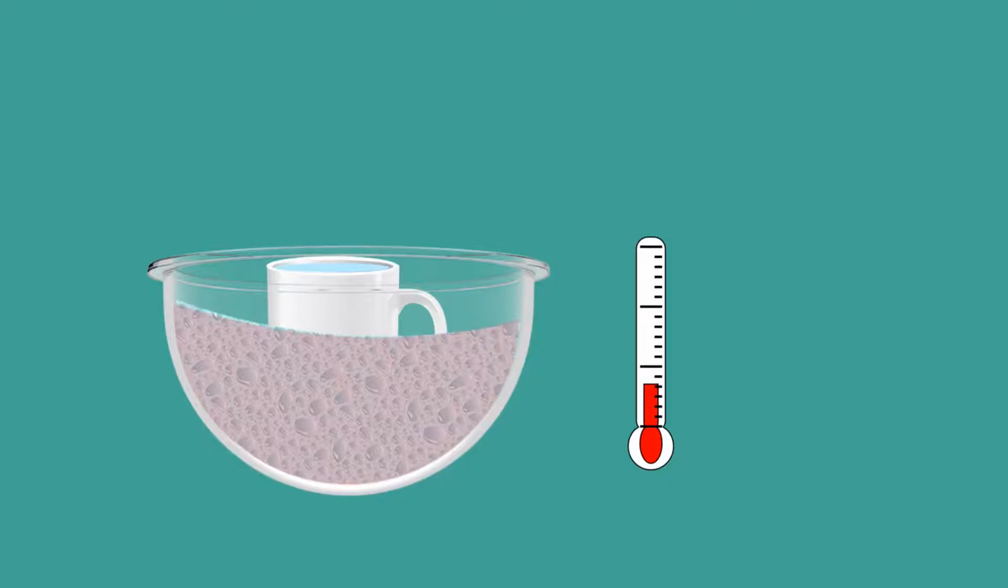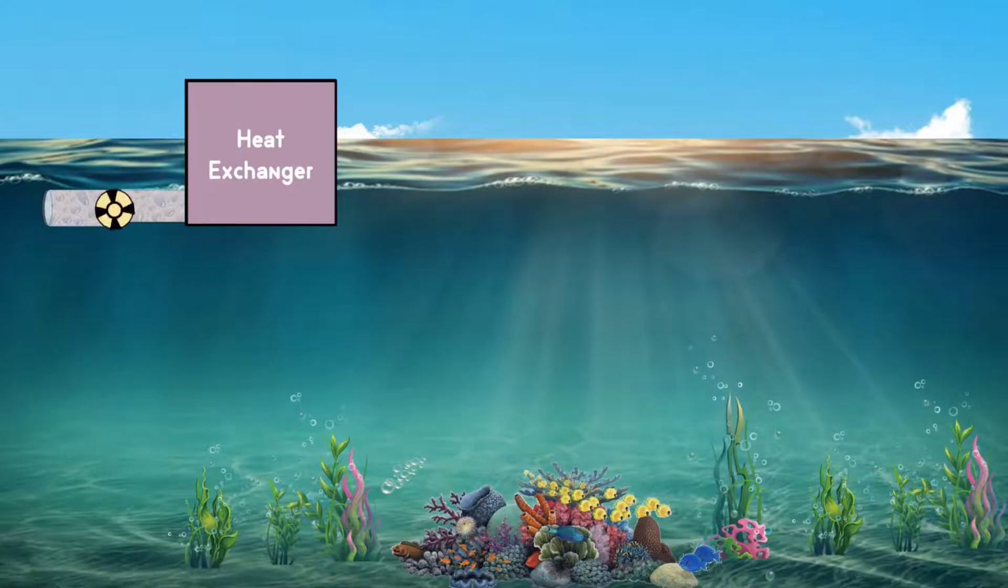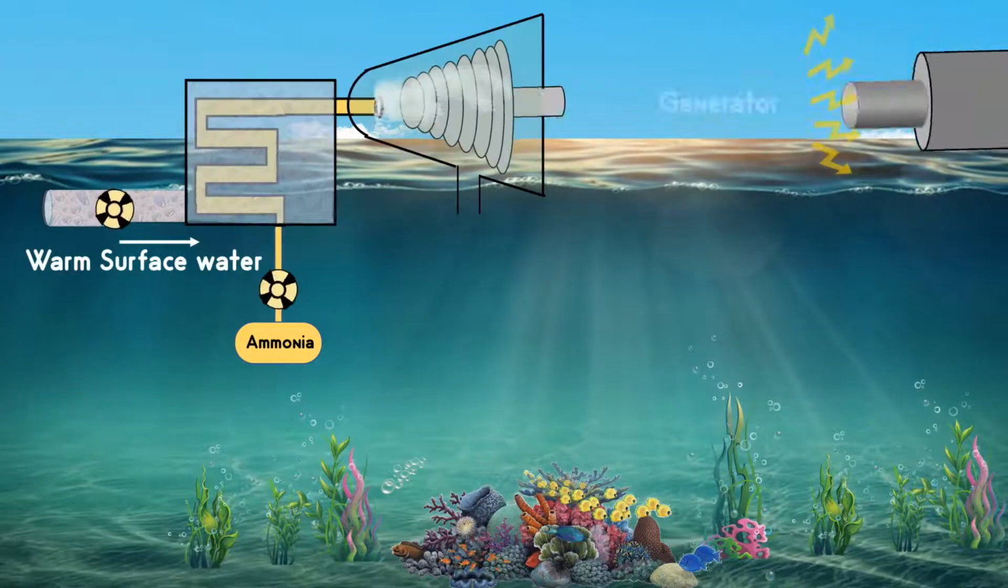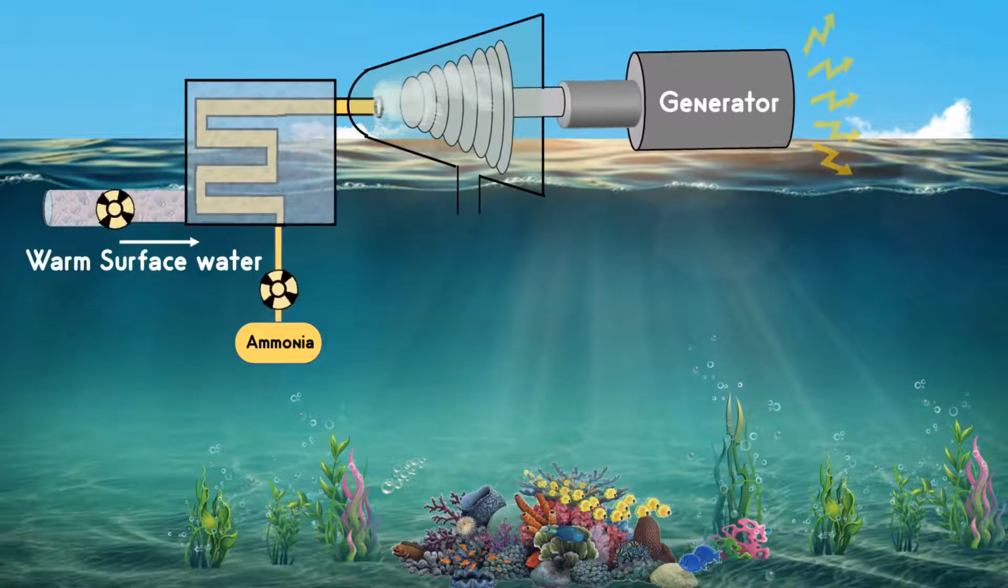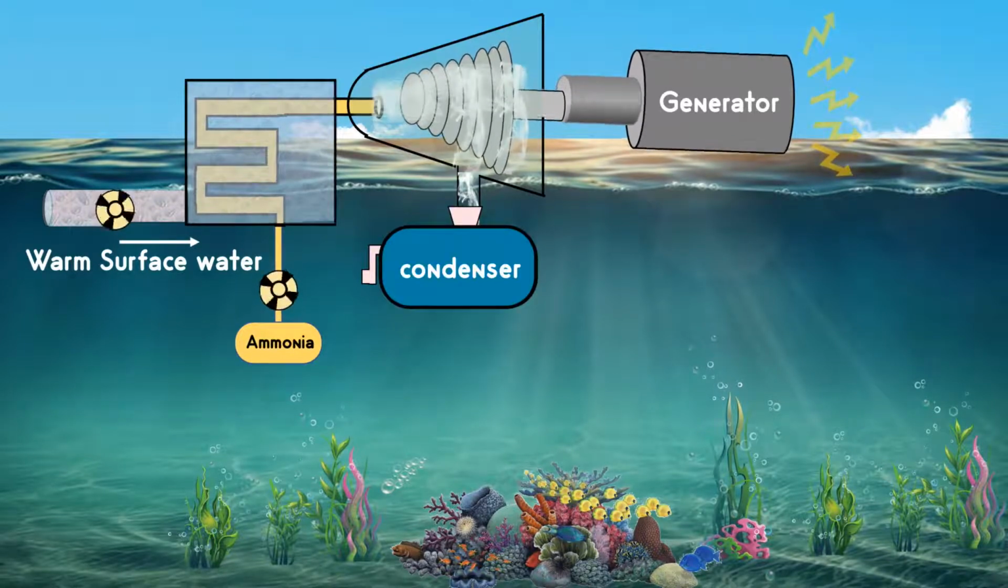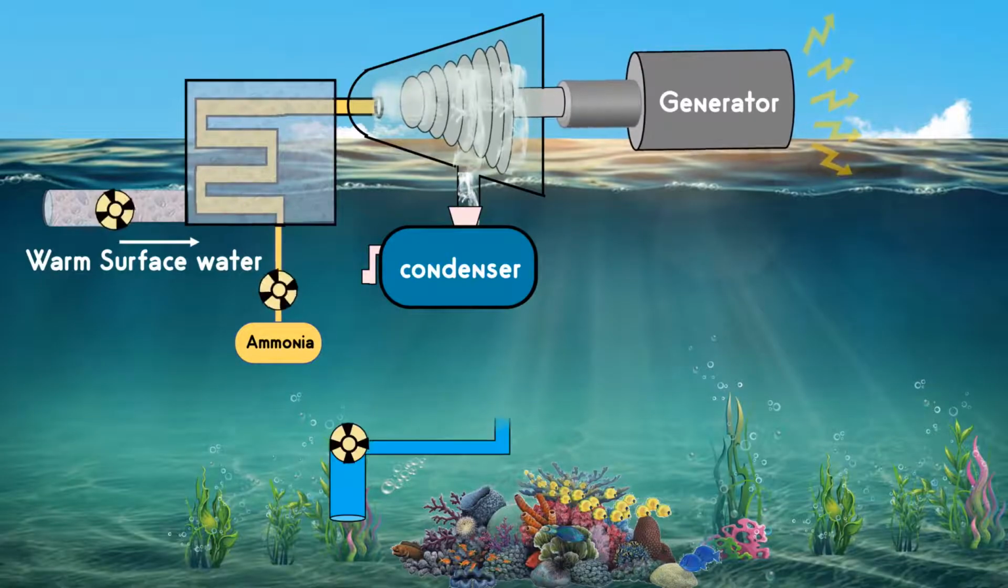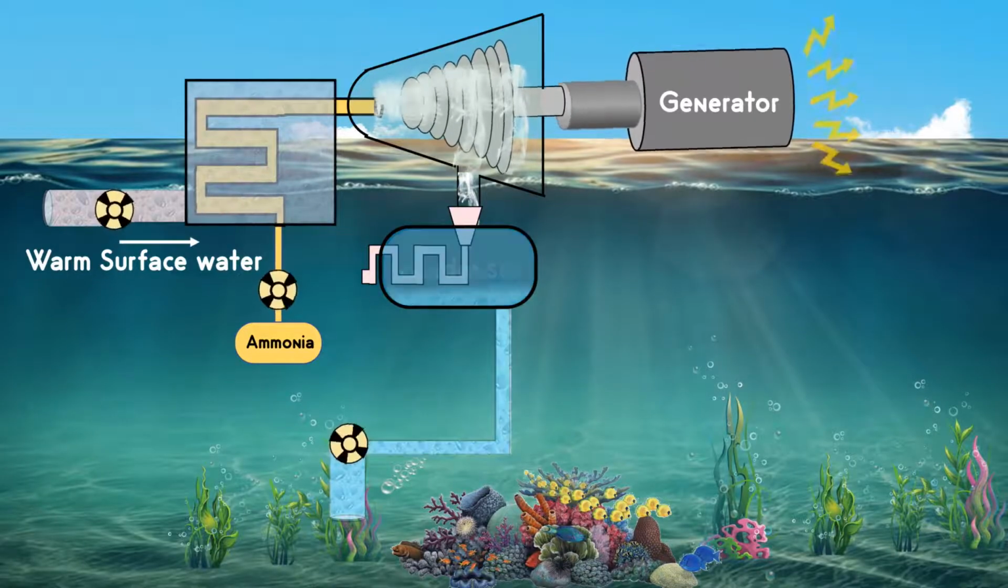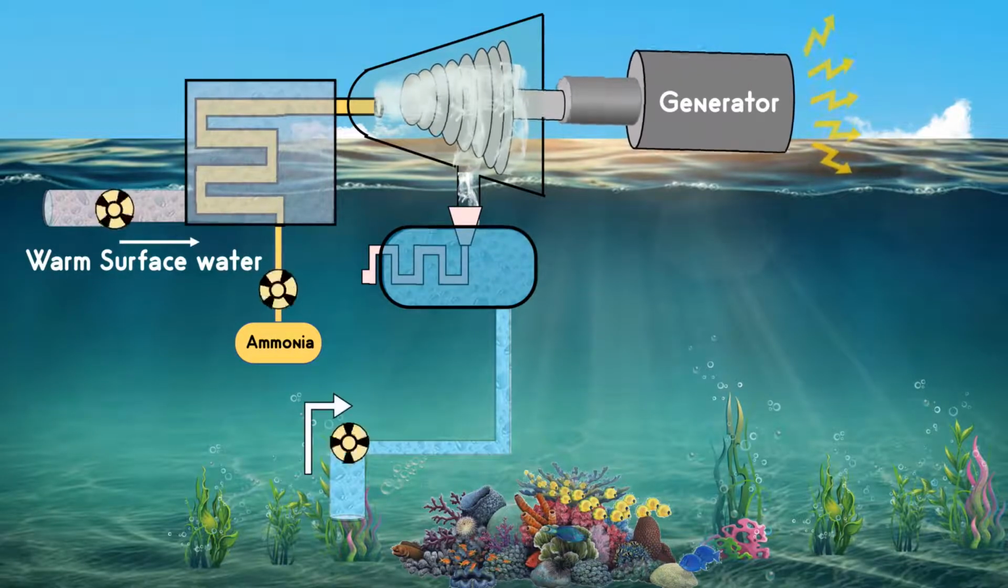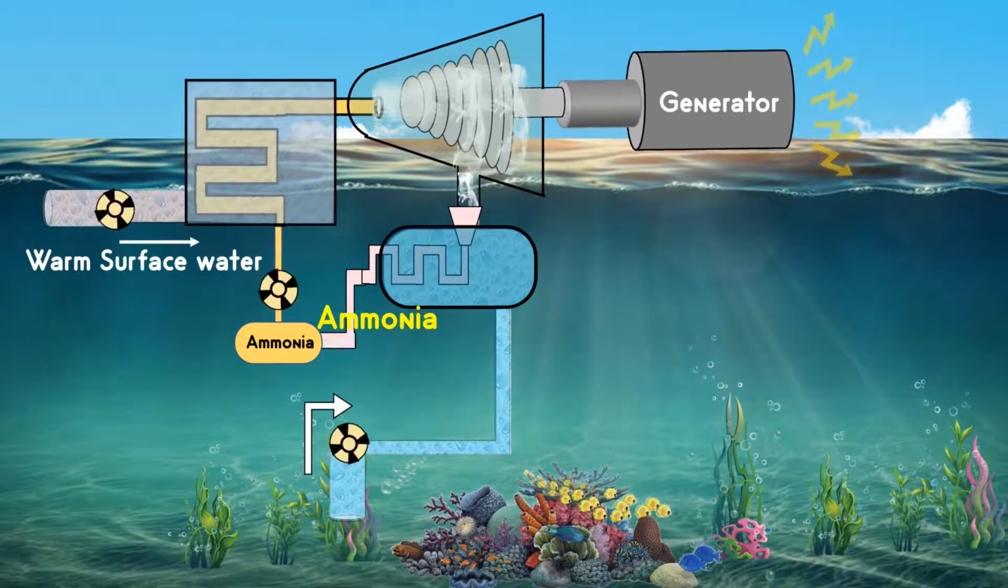This is the same concept applied here. The warm seawater vaporizes ammonia. The vapor turns on the turbine. The vapor is then condensed in a condenser using cold deep sea water. Now, remember, here the output of the condenser is not fresh water, it's ammonia. So, this is then pumped back to repeat the cycle.